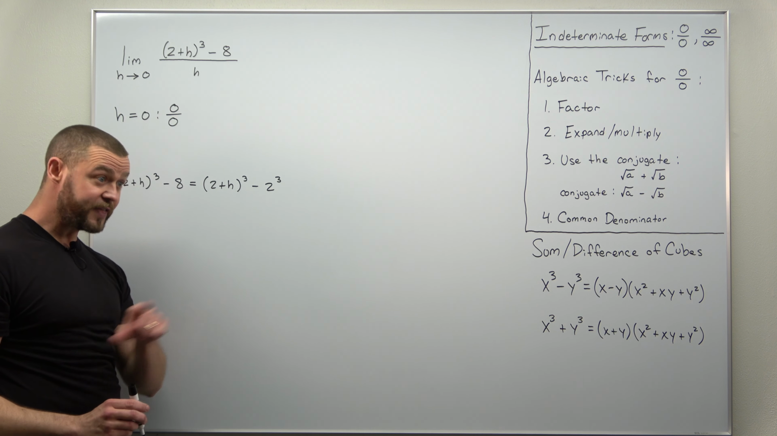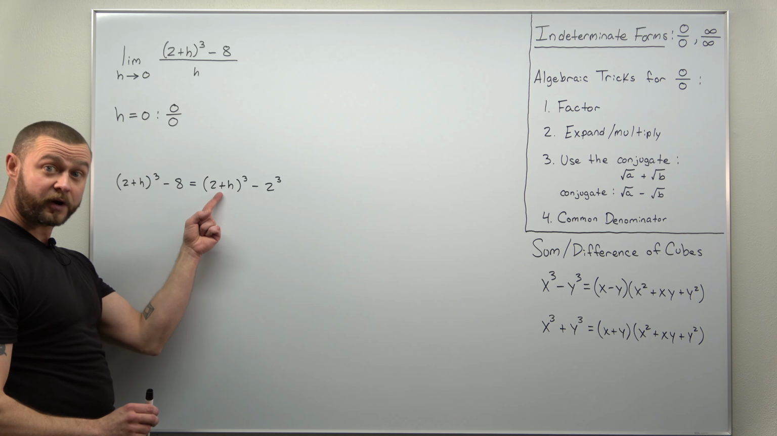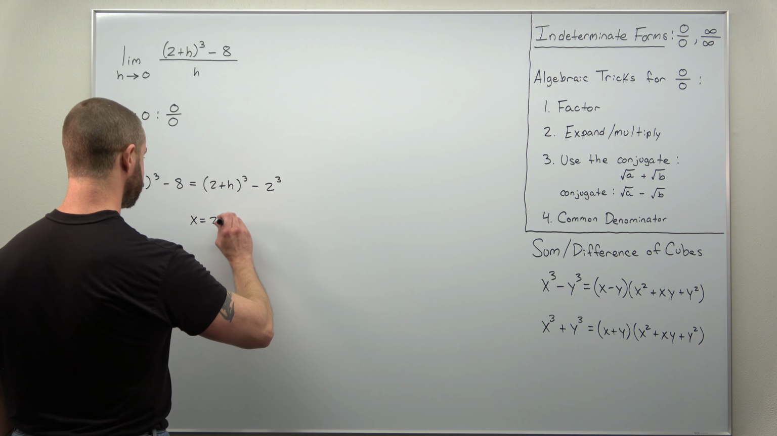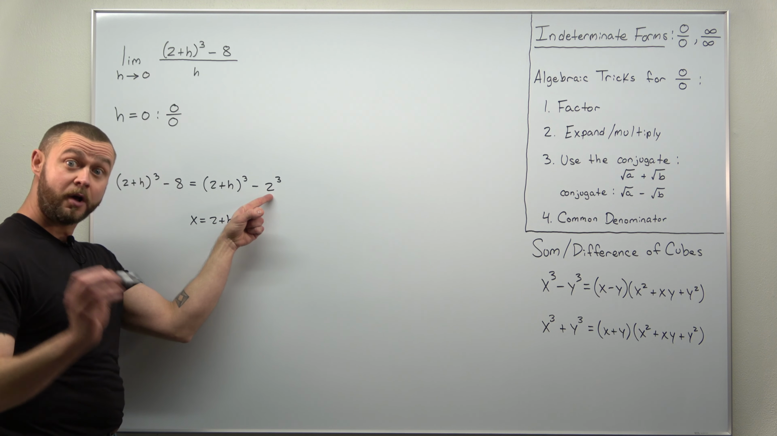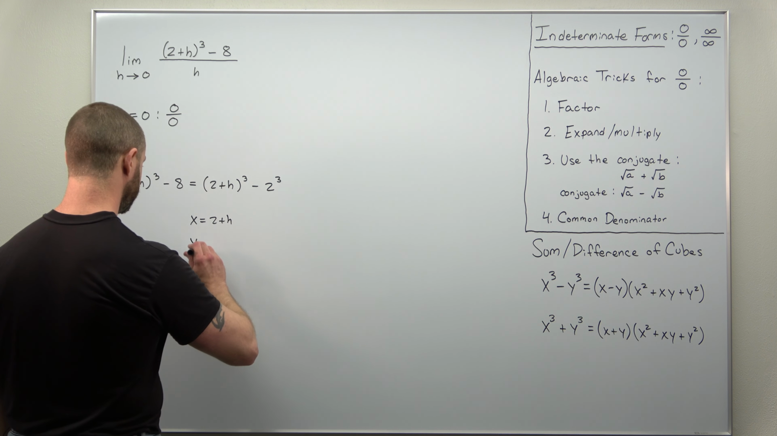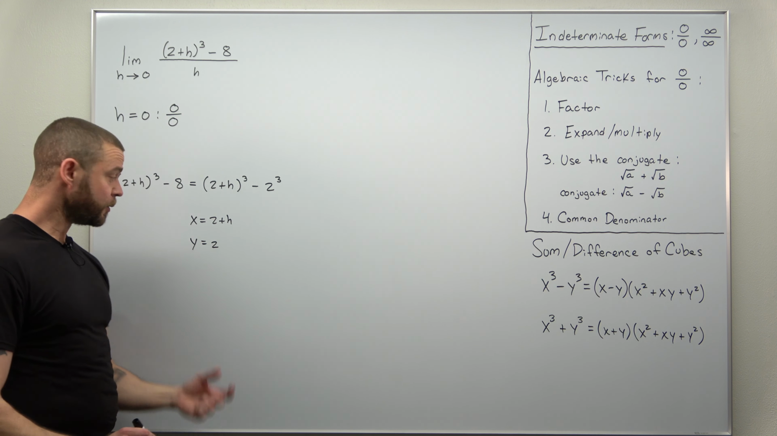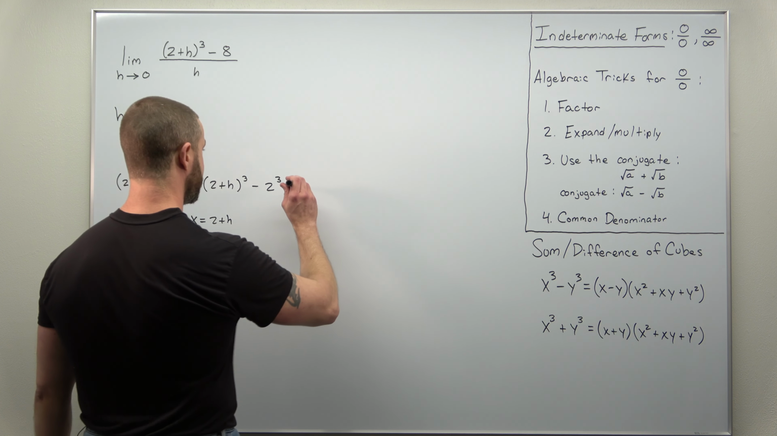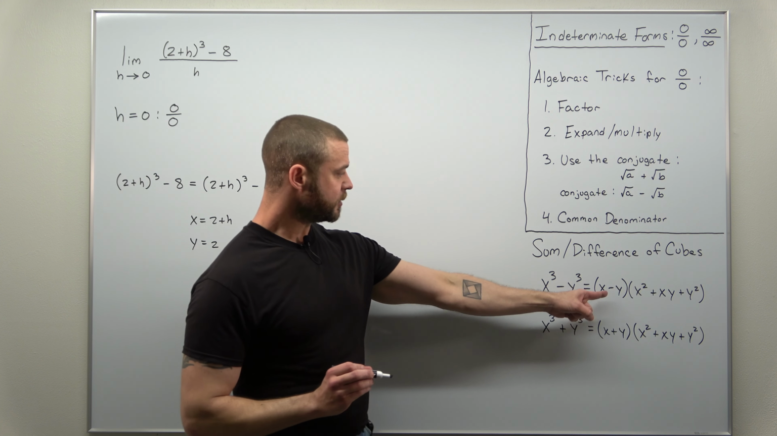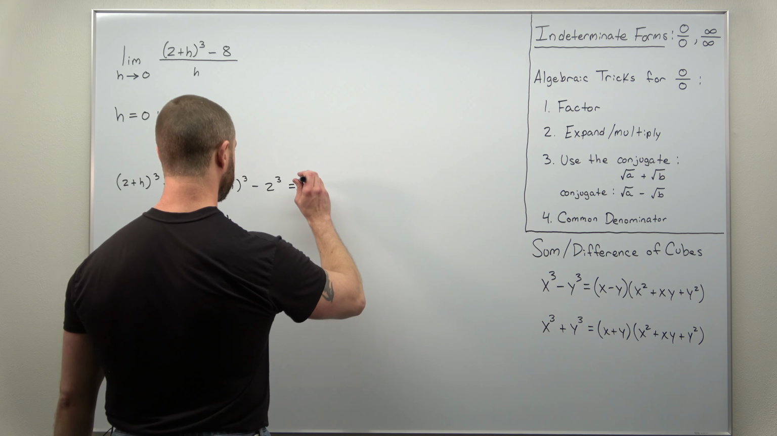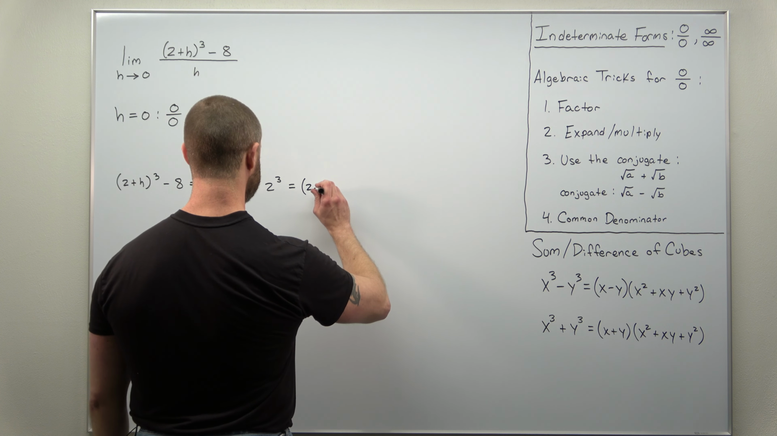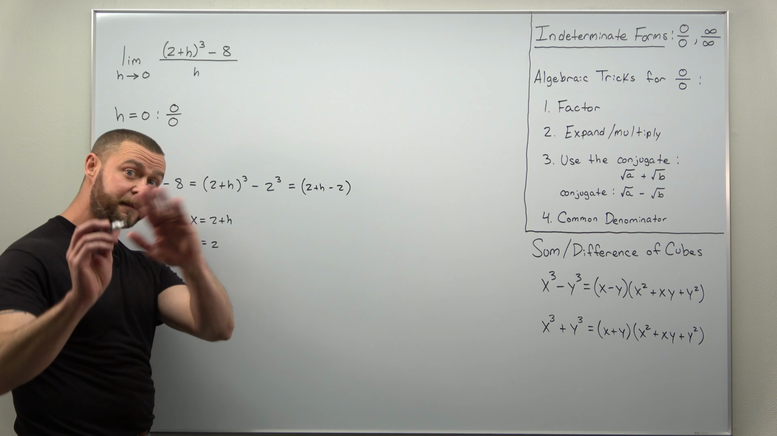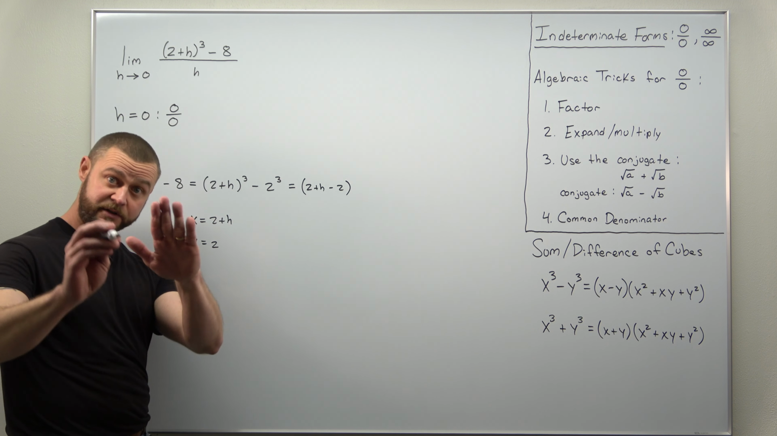All right, now to use that formula, we're just going to plug in. We're going to think of this as being x cubed, so x is going to be 2 plus h. And then y cubed, we're going to think of y as being 2. From here, we just have to plug x and y in, but you have to know the formula. Your first term here is x minus y, so that's going to come out to be 2 plus h minus 2. Again, you can cancel the 2's out. Maybe you're quick with that, but we'll do that in the next step just to take our time.